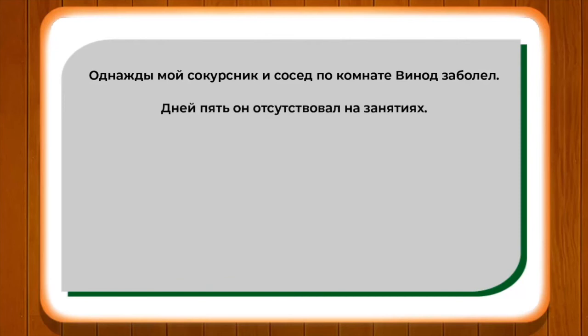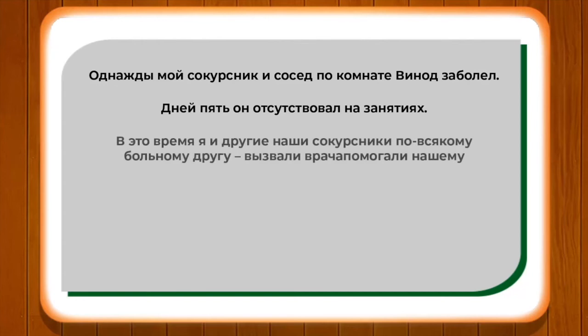Дней 5 он отсутствовал. So 5 days он отсутствовал, which means for 5 days he was absent на занятиях, in the classes. В это время я и другие наши сокурсники по-всякому помогали нашему другу Виноду. So here you can see that сокурсник is in plural form because другие наши сокурсники по-всякому помогали нашему другу Виноду. So here all these expressions which we are using are in the dative. Now let's go ahead and pay attention to the rest of the text.